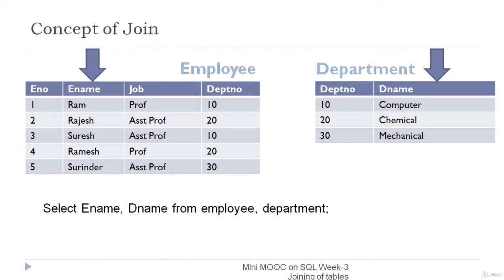If I execute this statement, Oracle internally performs Cartesian product. It means that the first record of the employee table will make a pair with the first record of the department table, then with the second record and then with the third record. It means that the first record will make three pairs. Similarly, the second record of the employee table will also make three pairs with all the records of the department table. Same for the third record. Similarly, the fourth record will make three pairs and the fifth record will also make its three pairs. It means that five records from the employee table will make pairs with three records of the department table and there will be 15 records in the output.